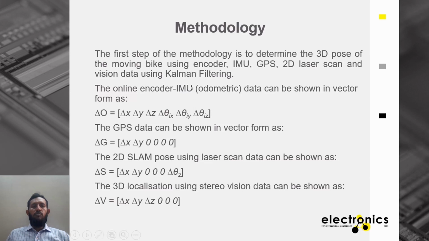So first, we are going to find out the 3D pose of the motorbike. We have multiple sensors. First, we have the encoder and IMU, which we normally call the automatic data.